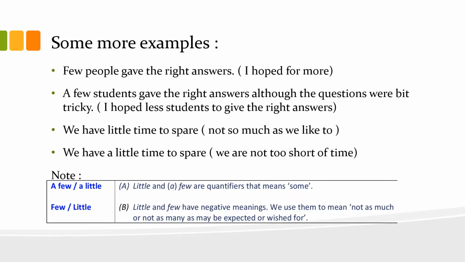So please note that when we use the indefinite article with quantifiers like few and little, they mean some. It has a positive meaning. But when we use few and little without any article, then they have a negative meaning. Few in this sense means not many, little means not much. So while using these quantifiers, we have to see whether the sentence is giving a positive meaning. In case of positive meaning, you can write a few or a little, but if it is giving negative meaning, you should use few or little.